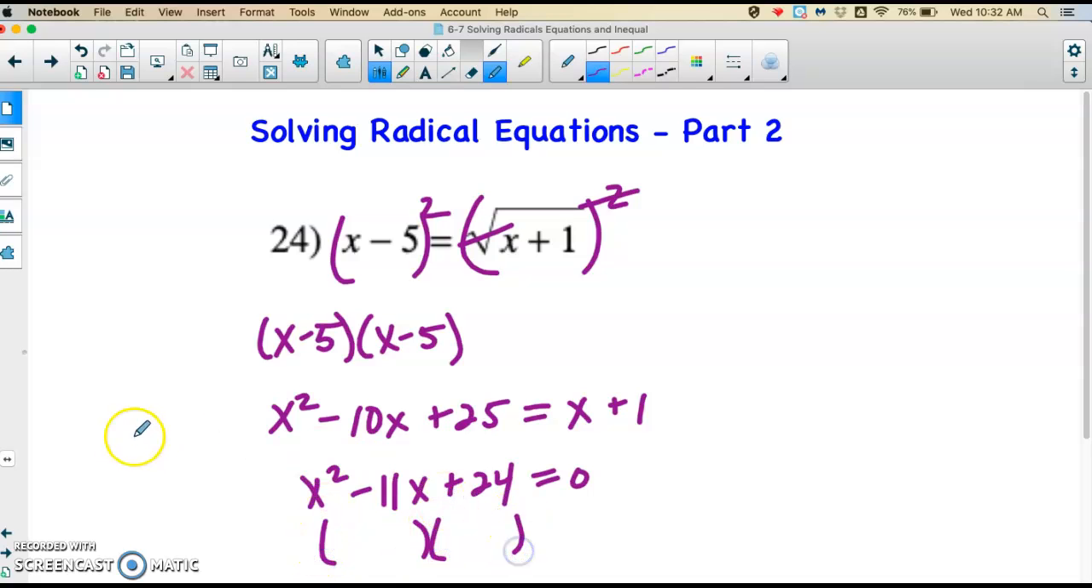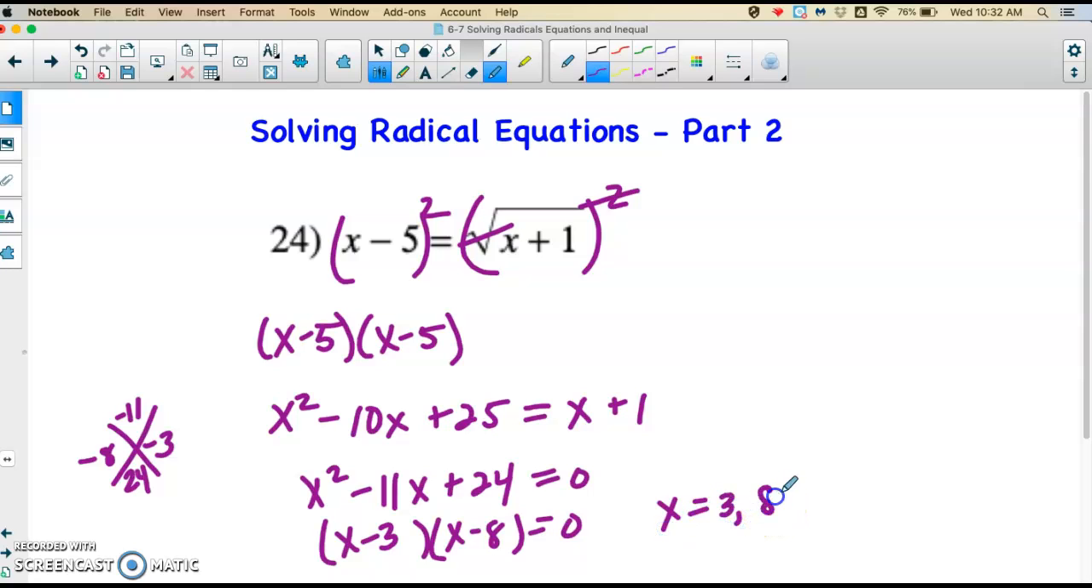So you could use the Argyle method here. What two values, when you multiply, you get 24, and when you add them together, you get negative 11? Right, it's negative 8 and negative 3. So we end up with x equaling 3 and x equaling 8.